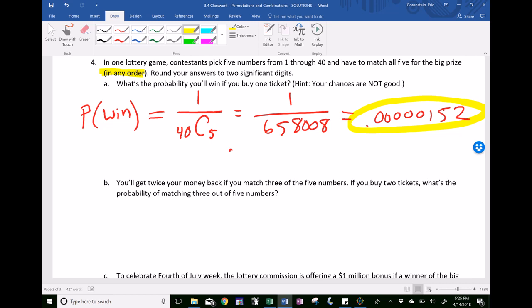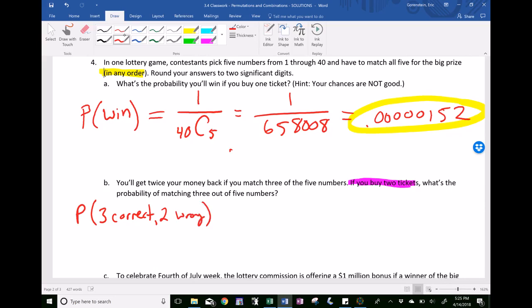For part B, let's see, you'll get twice your money back if you match 3 of the 5 numbers. If you buy 2 tickets, what's the probability of matching 3 out of 5? Well, let's figure out what's the probability if you buy just 1 ticket. If we get that probability, we could double it because you're buying actually 2 tickets. So, the probability of 3 correct, 2 wrong.